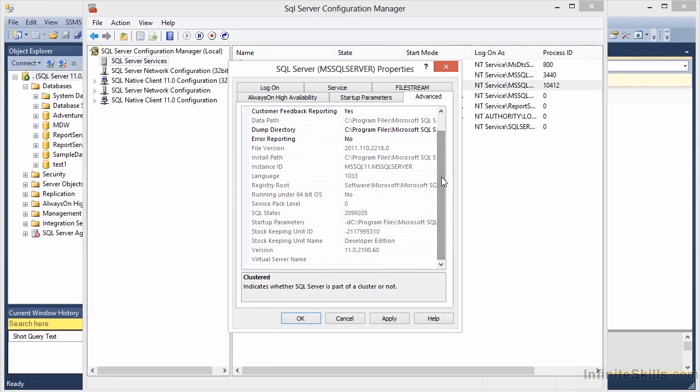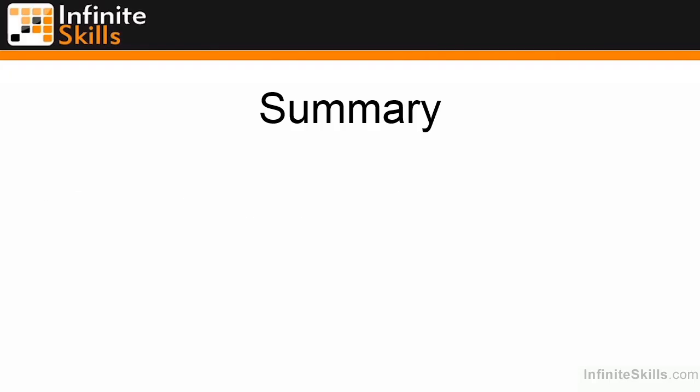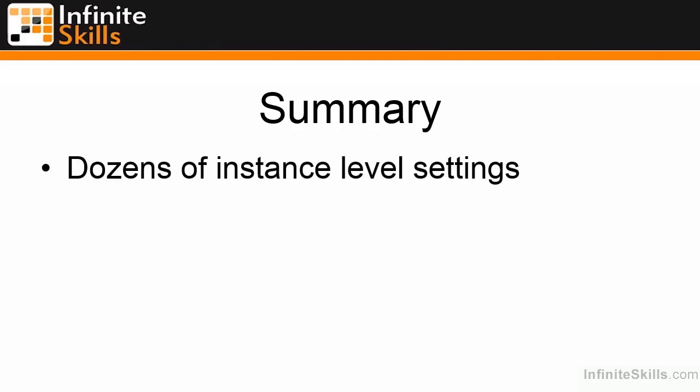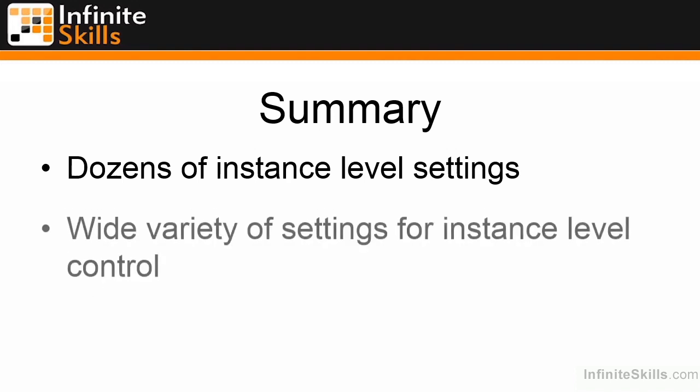We can then see a variety of other read-only metrics, such as the file version, the instance ID, the path within the registry, if this is a 64-bit operating system or not, the edition of SQL Server that we're running, as well as the version and the virtual server name if this was a clustered instance. In summary, there's dozens of instance-level settings that are available to us within SQL Server, both through Management Studio and through the SQL Server Configuration Manager.